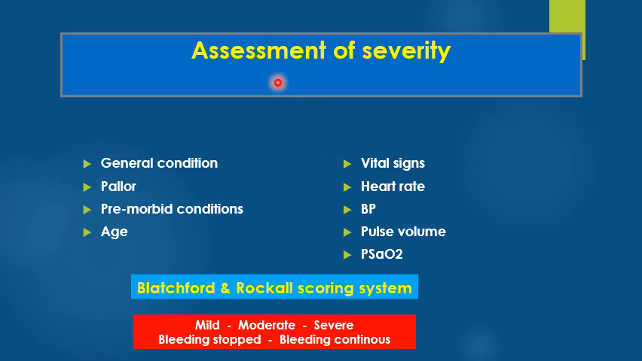Once you have assessed the patient's severity, you should be able to classify him into mild bleeding, moderate bleeding, or severe bleeding. And the other important factor that must be assessed is whether the bleeding has stopped, which most of the time it does by the time they come to the hospital. And the other one is whether the patient is continuing to bleed. If he is continuing to bleed, then it becomes a real emergency.